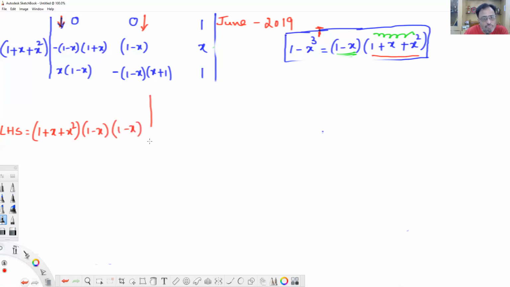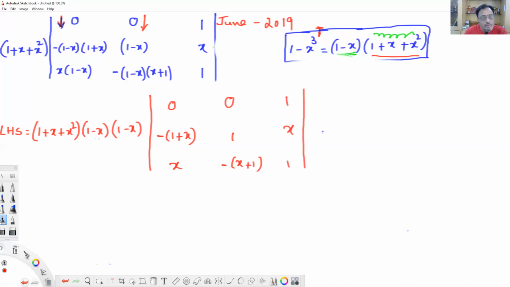Then first column what? 0. 1 minus x I have taken common factor means minus 1 minus of 1 plus x you get. And 1 minus x you have taken common factor x. Second column also 1 minus x, 0, 1. And 1 minus x you have taken means minus of x plus 1. And next 1, x, 1.